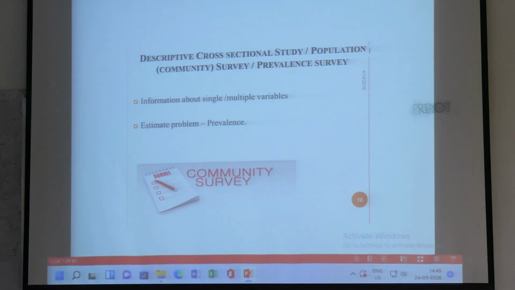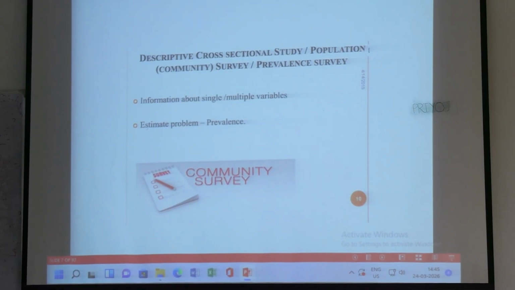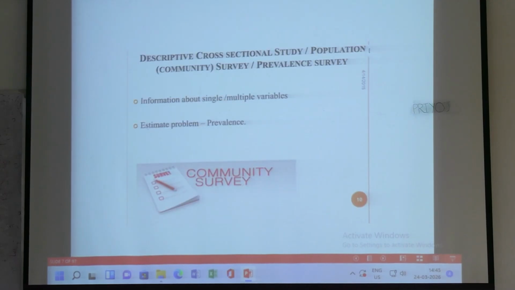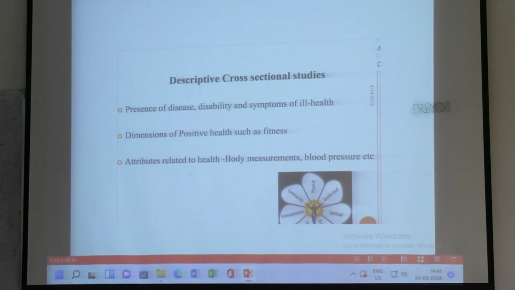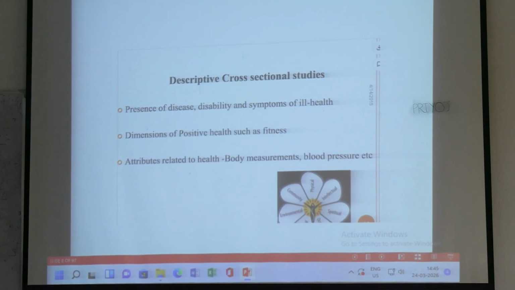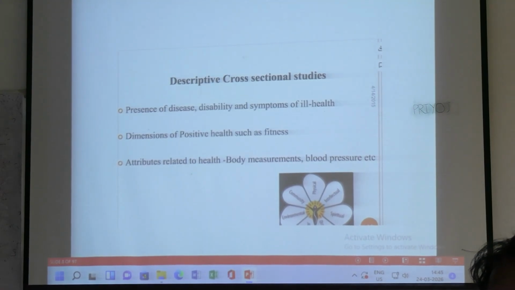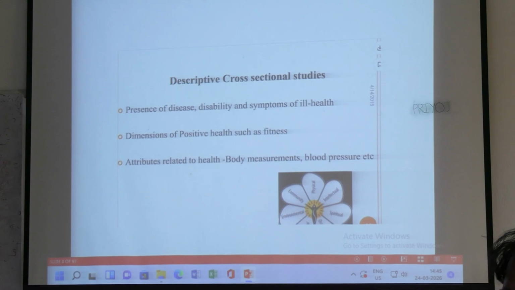Then we have description, cross-sectional study, population community study. This estimates the problems only and the prevalence. And descriptive cross-sectional studies are slightly more. What is the disease all about? Does it affect children more than adults? Does it affect males more than females? What are the people it affects?